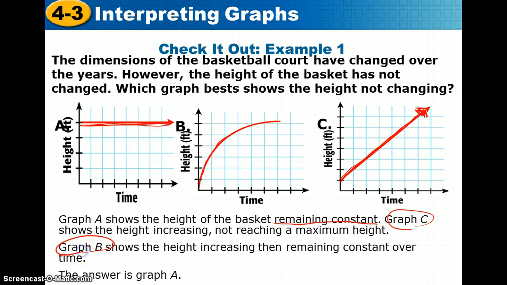Graph B is like our tree. It's growing, but then it's going to peak and stay the same height. So our answer is graph A because it was not changing. So our line was flat.